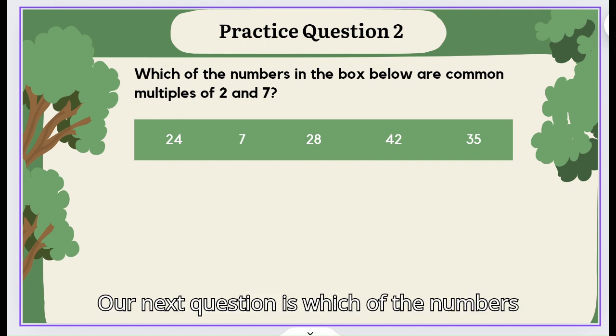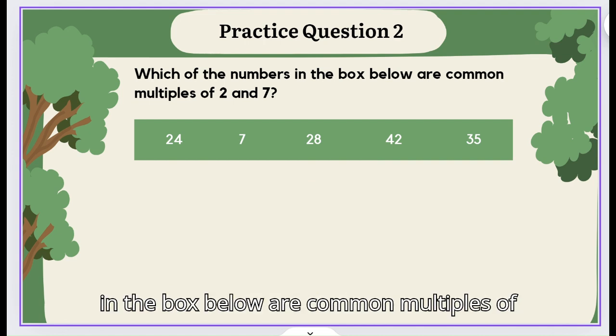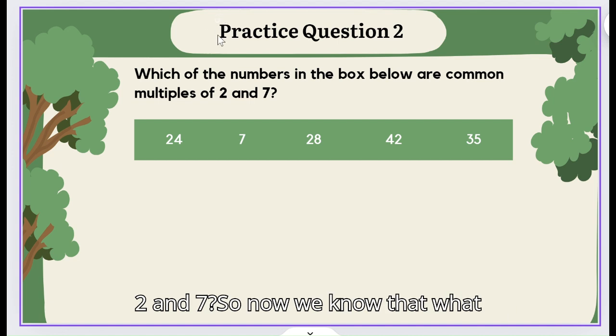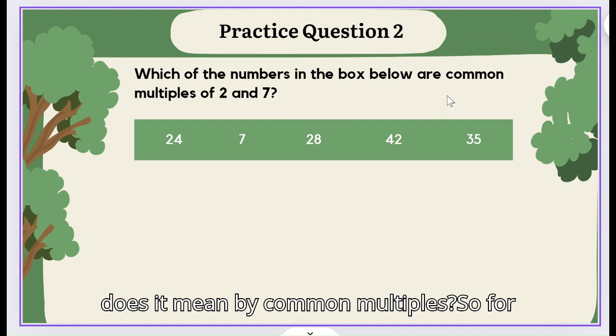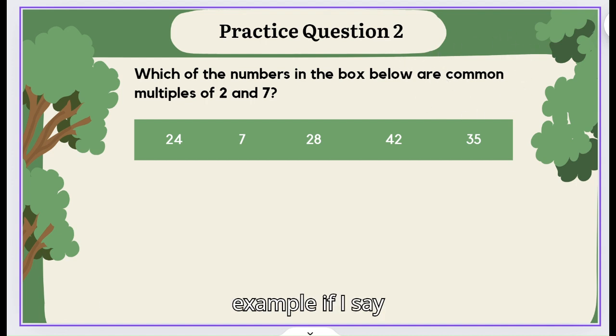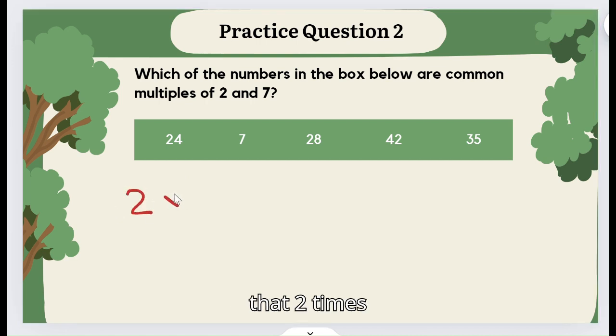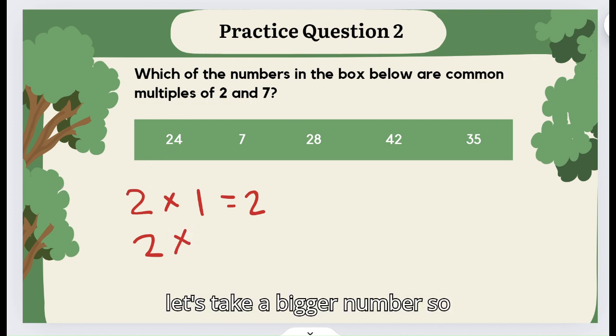Our next question is, which of the numbers in the box below are common multiples of 2 and 7? So now we know what multiples are, but what does it mean by common multiples? So for example, if I say that 2 times 1 is 2, 2 times, let's take a bigger number.